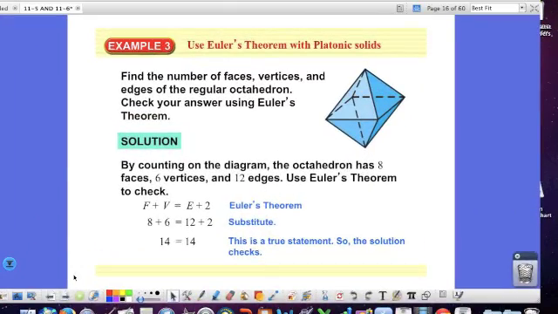So now we're going to use Euler's theorem with Platonic solids. Find the number of faces, vertices, and edges of the regular octahedron. Check your answer using Euler's theorem. If we count on the diagram, the octahedron has 8 faces, hence octa, 6 vertices, and 12 edges. If we use Euler's theorem and plug those numbers in, we see that the theorem shows that this solution is correct.